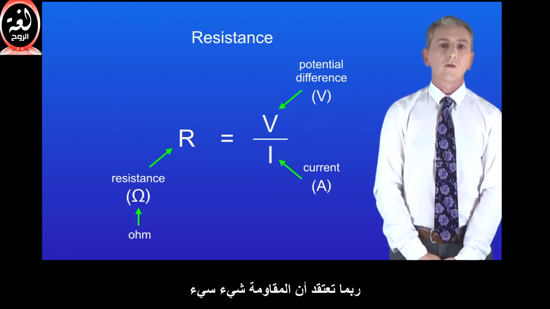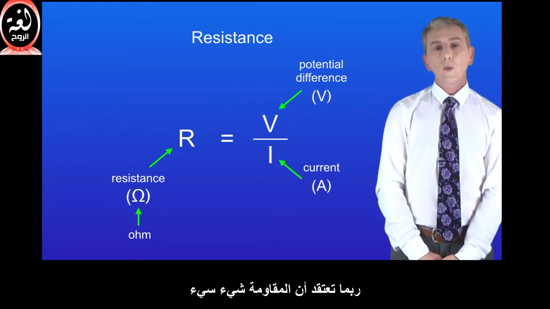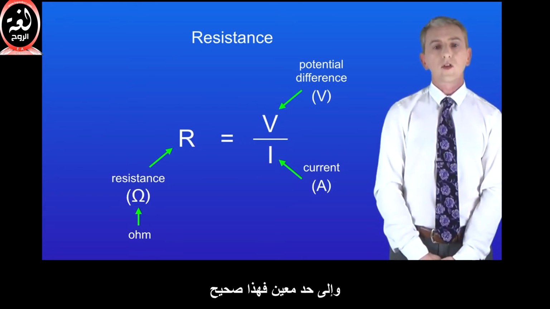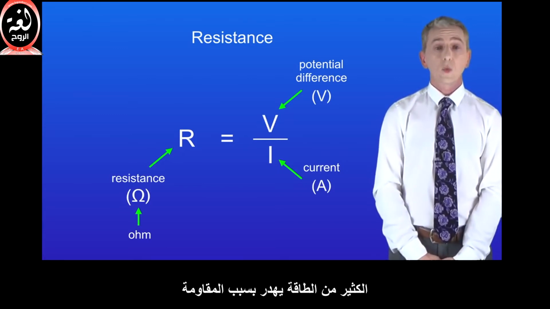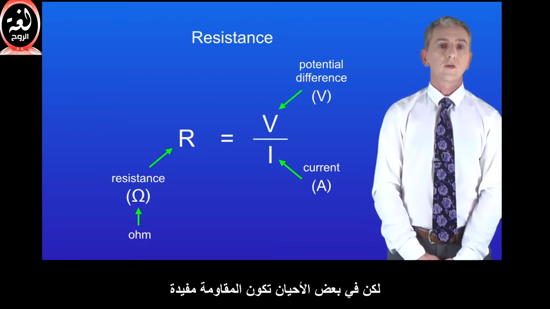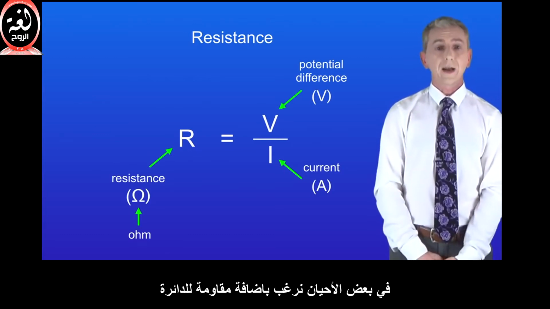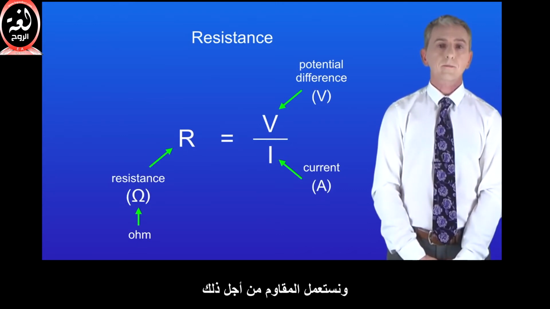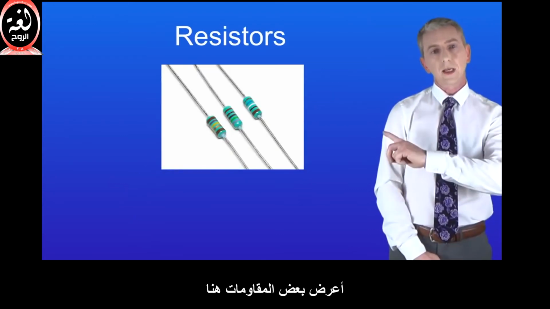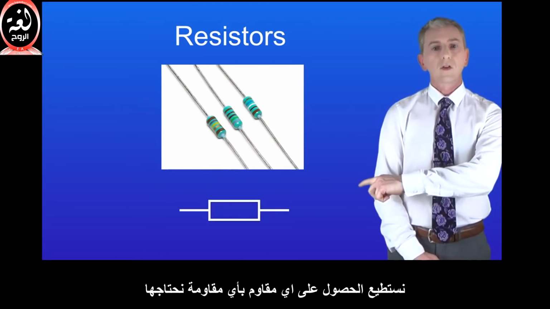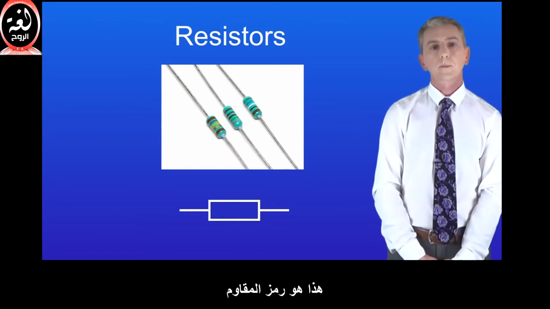Now, you might be thinking that resistance is a bad thing. Why would we want to waste energy moving a current through a component? And in some ways you'd be correct. A lot of energy is wasted due to resistance. But sometimes resistance can be really useful. Sometimes we want to add resistance into a circuit, and to do that we use a resistor. I'm showing you some resistors here. We can get resistors with any resistance that we need. Here's the symbol for a resistor, and you need to learn that.